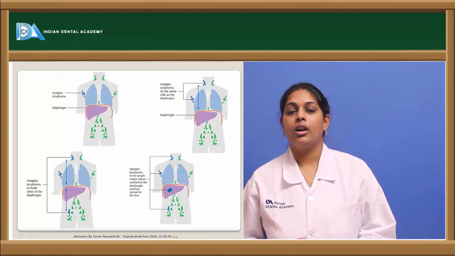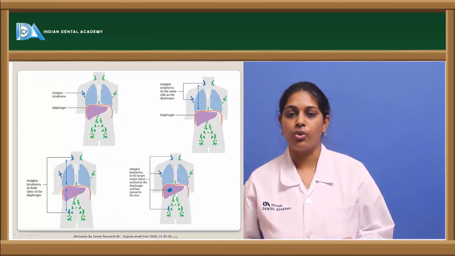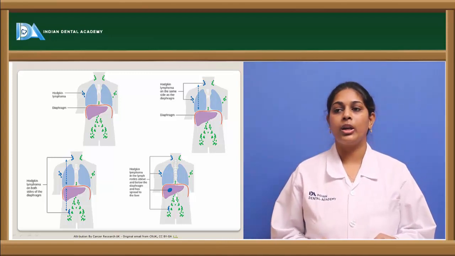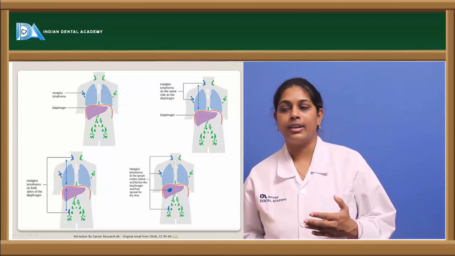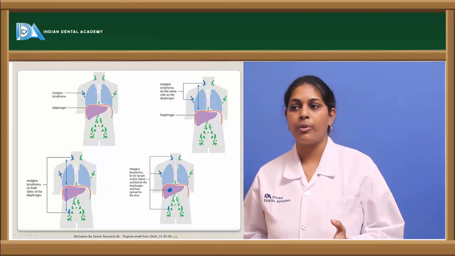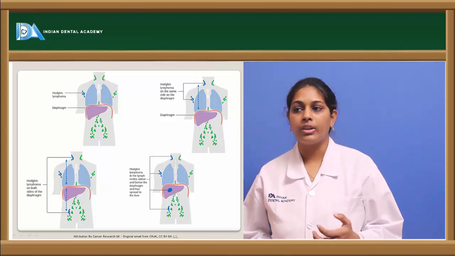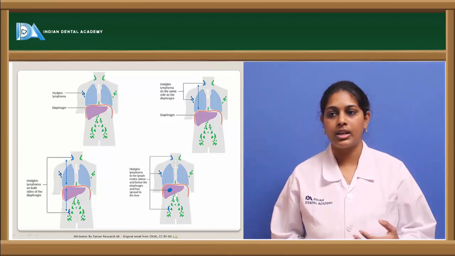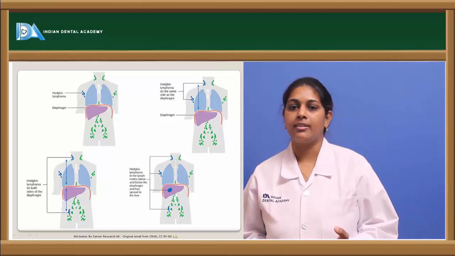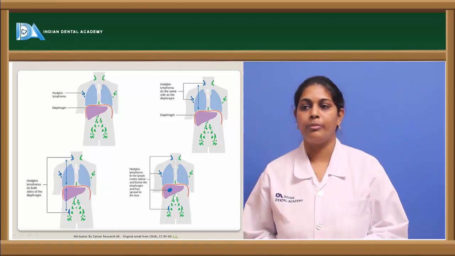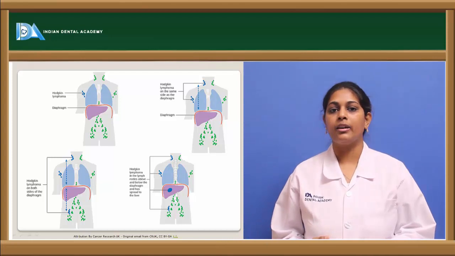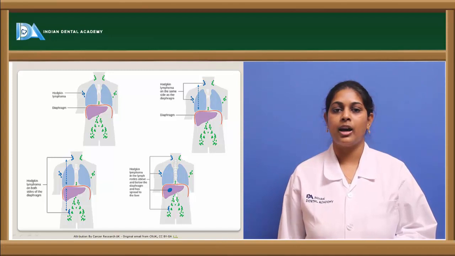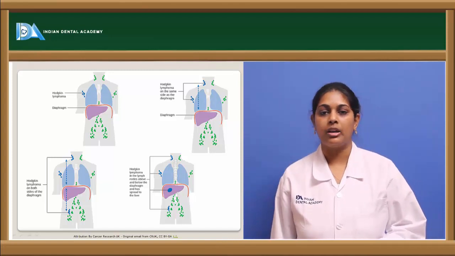So there's a picture showing Ann Arbor's staging classification, all four stages. In the first stage, we can see Hodgkin's lymphoma involving only a particular site. In stage 2, we see Hodgkin's lymphoma on the same side of the diaphragm. In stage 3, Hodgkin's lymphoma is seen on both sides of the diaphragm, other than the primary region of nodal involvement. And in stage 4, it is disseminated, with multifocal involvement of extra organ sites along with the primary lymph node involvement.